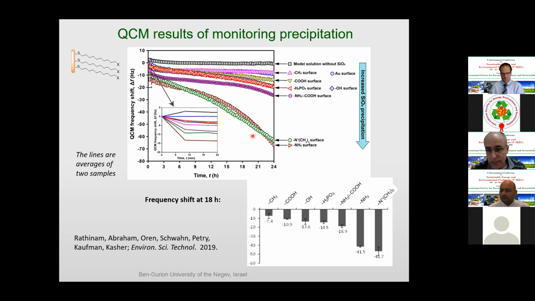On the other hand, surfaces with positively charged groups like quaternary ammonium and ammonium groups had very intense precipitation during the 24 hours. The negatively charged groups, the carboxylic acid and the phosphate group, had very minor precipitation. This is the summary of the precipitation after 18 hours in all of the different experiments. So we can see again that the positively charged groups had very intense precipitation.